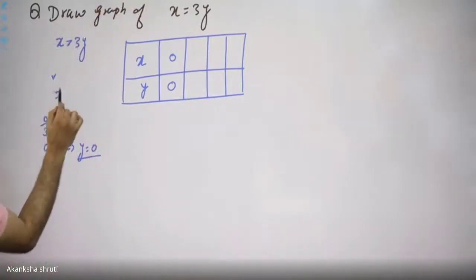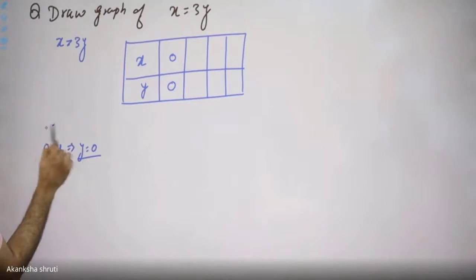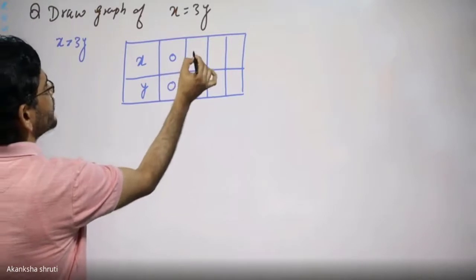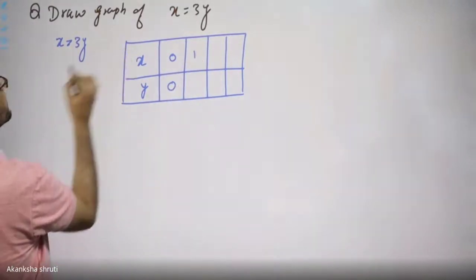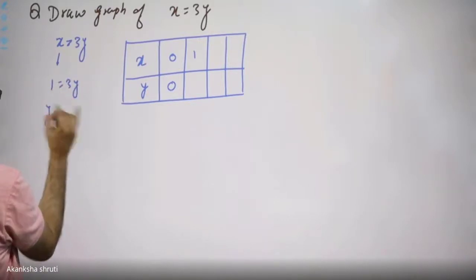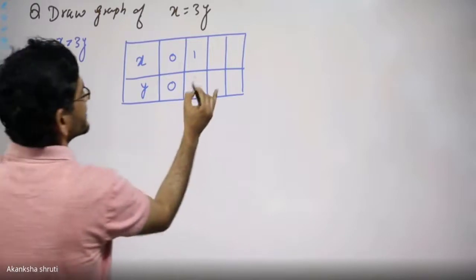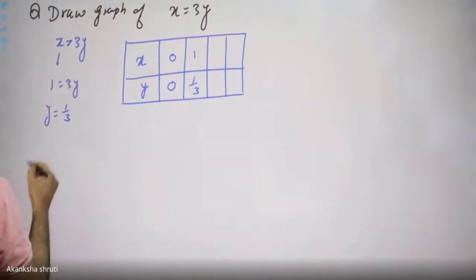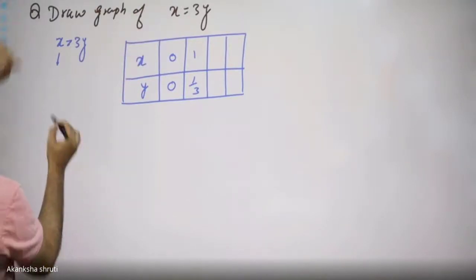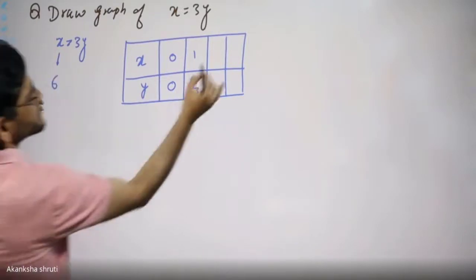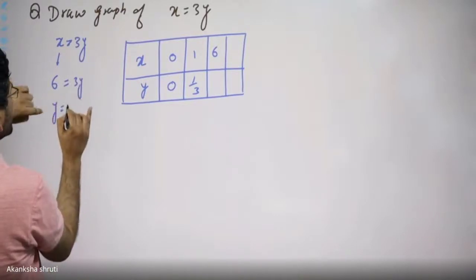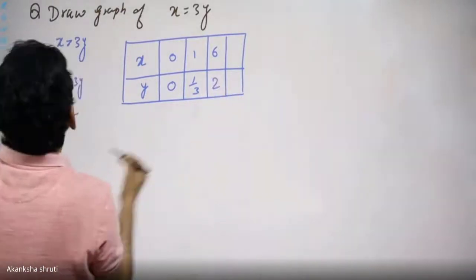Next, choose some other value of x or y. Students, let us take x equals 1. So 1 is equal to 3y, and this 3 will come in the denominator, so y is 1 by 3. Now let us take x equals 6. So 6 is equal to 3y, and y will be 6 by 3, which is 2.